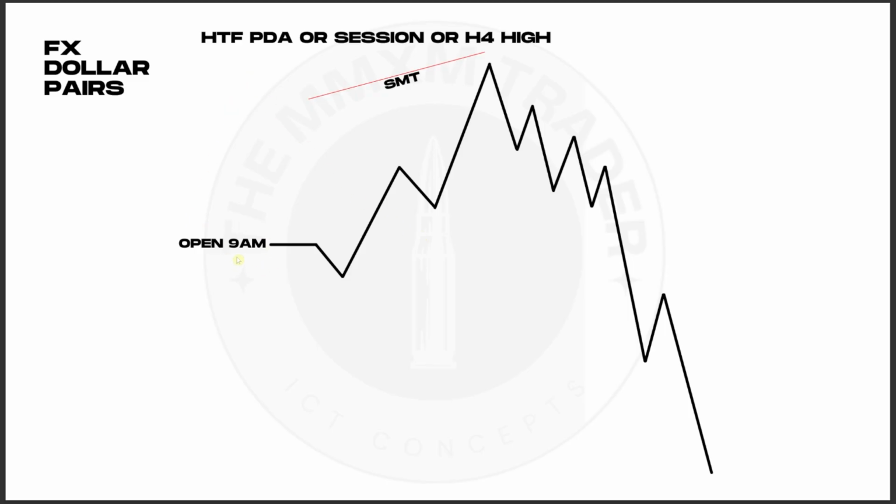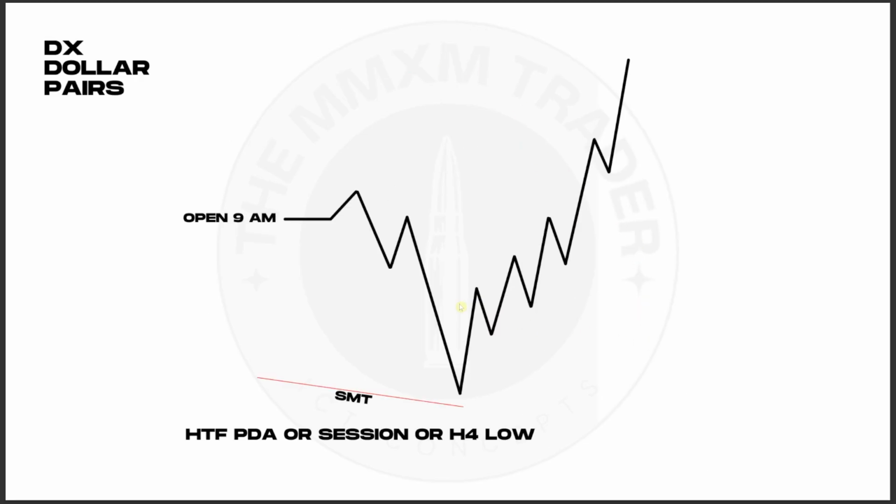candle, right? This is the New York session candle, 4-hour candle. We want to see it trade up higher into either a higher time frame PD array or a previous session high, which could be London session, right? Or a 4-hour candle high, and then SMT again formed on those highs, and then price should distribute down lower. And over here we've got a 9 a.m. candle, right? That New York session 4-hour candle.